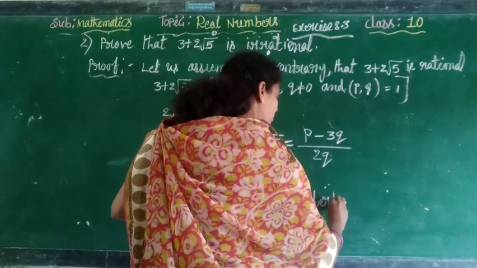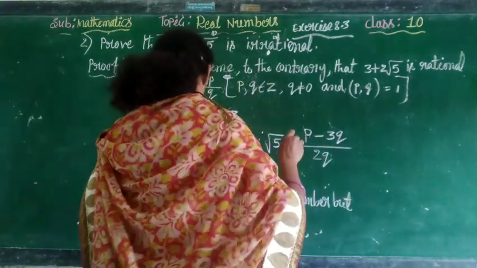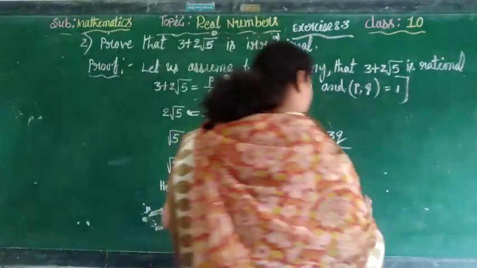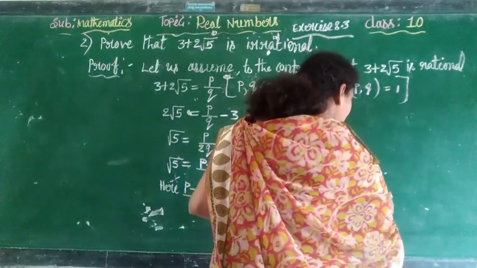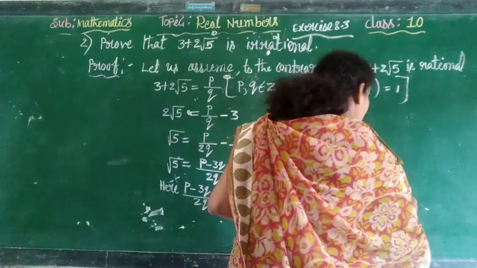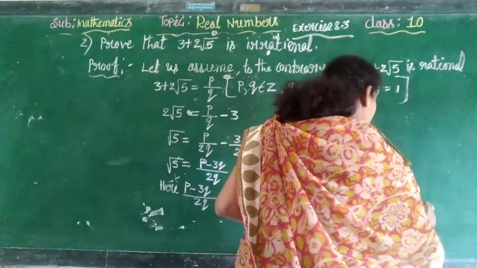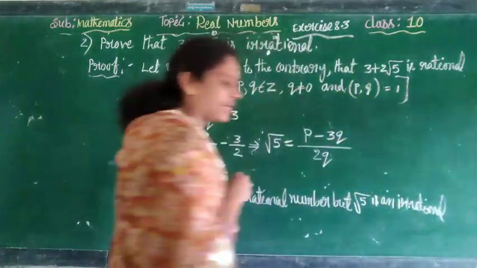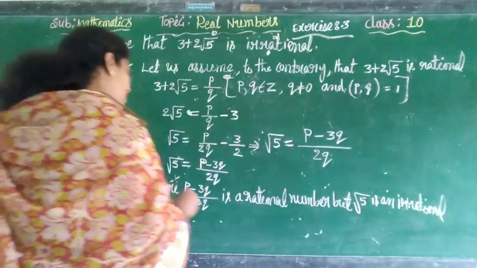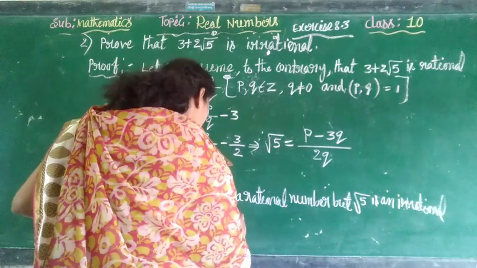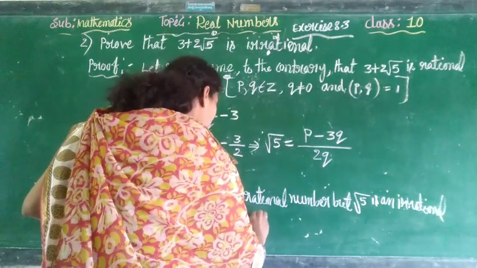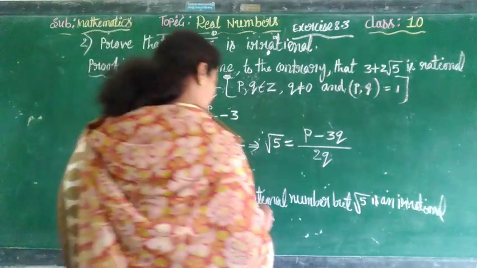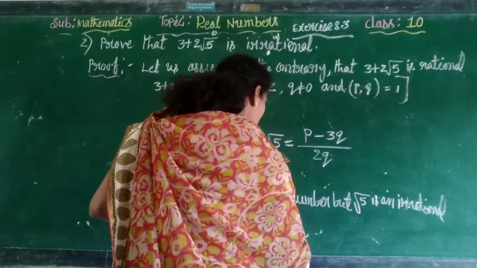But root 5 is an irrational number. This is not possible.